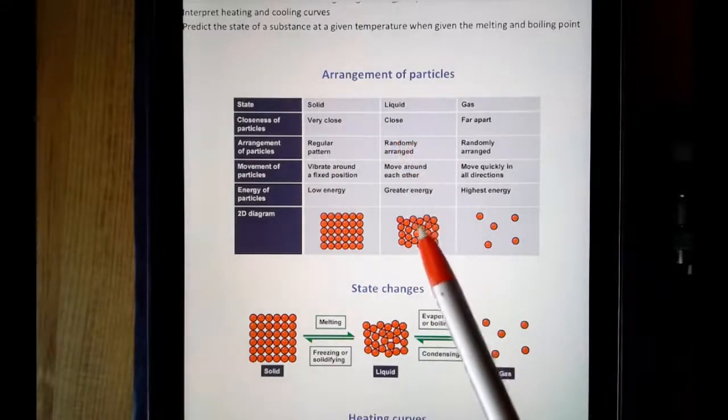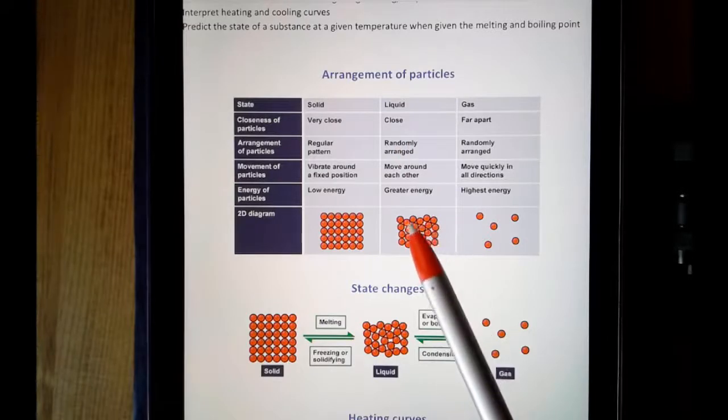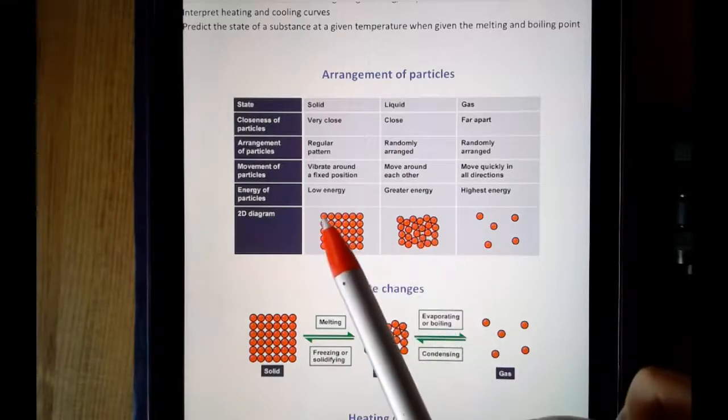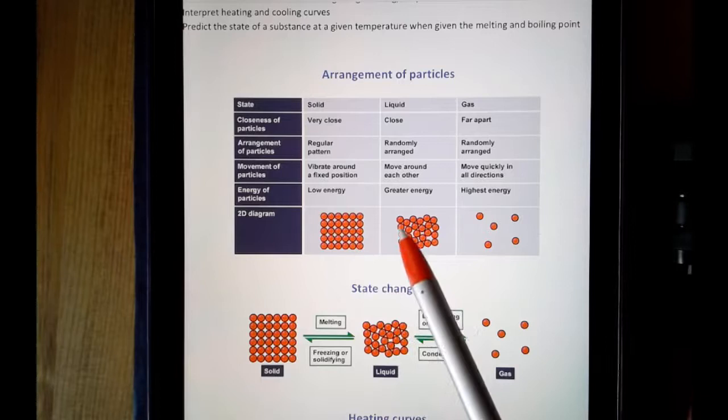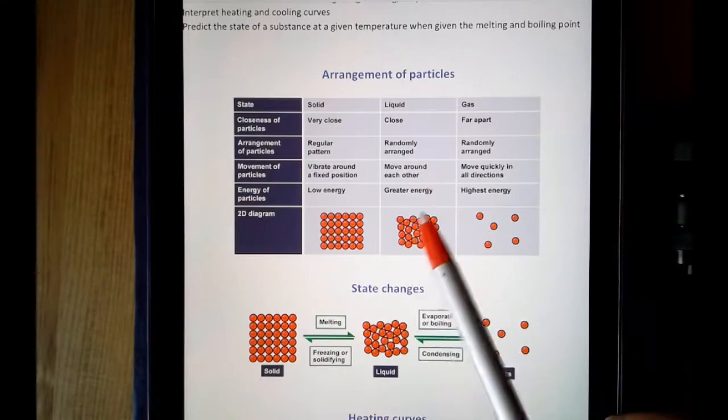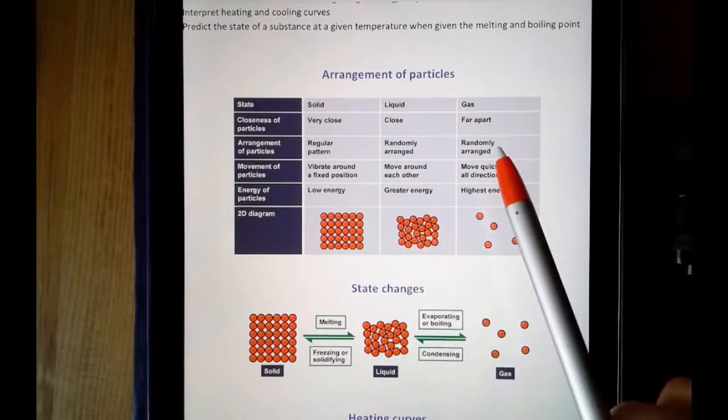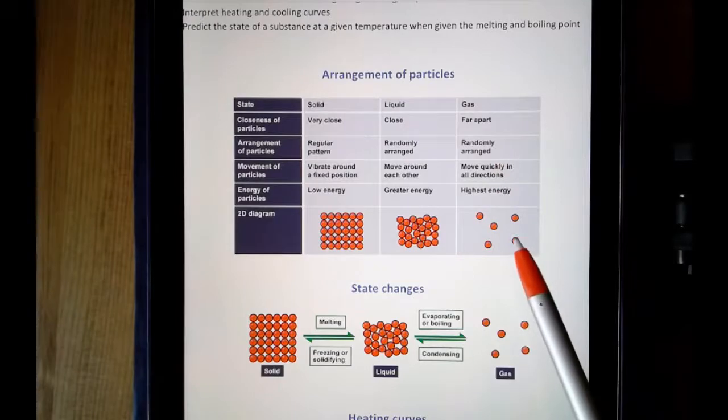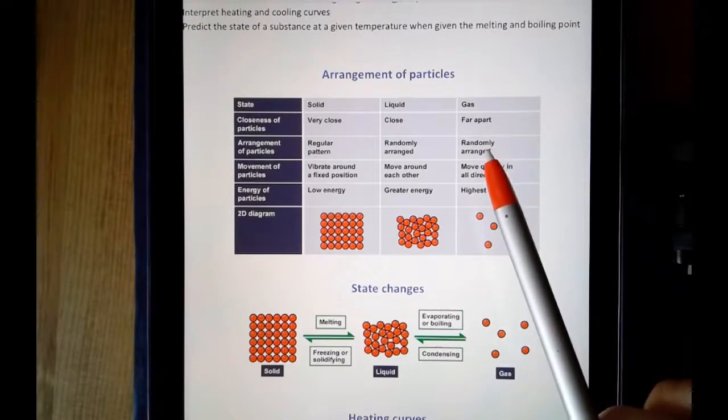In a liquid, those particles are still close. They are still touching each other, but instead of being in nice, neat rows, they are now randomly arranged. We describe this as randomly arranged. In a gas, those particles are no longer touching. They are now spread far apart, and again, they are randomly arranged.